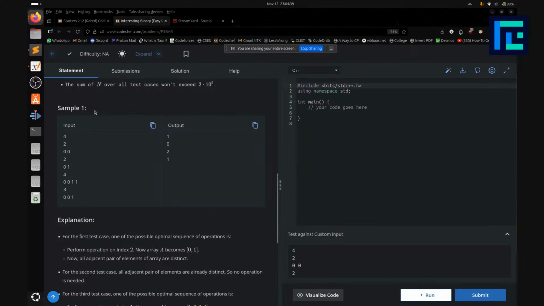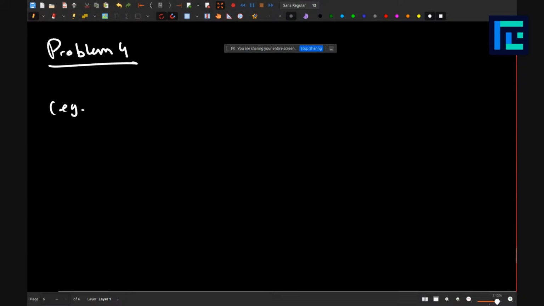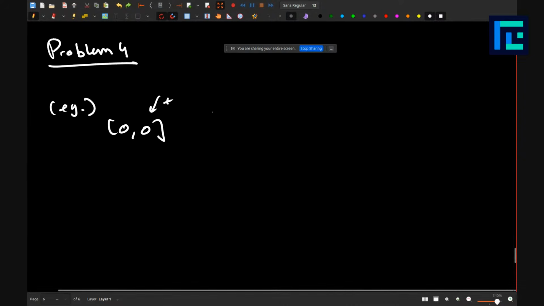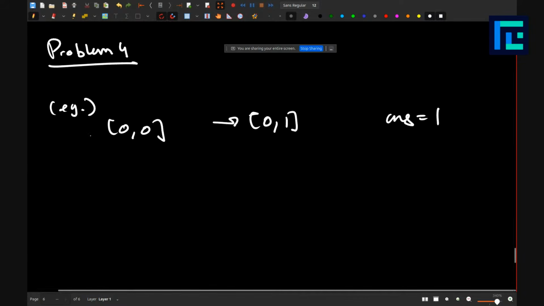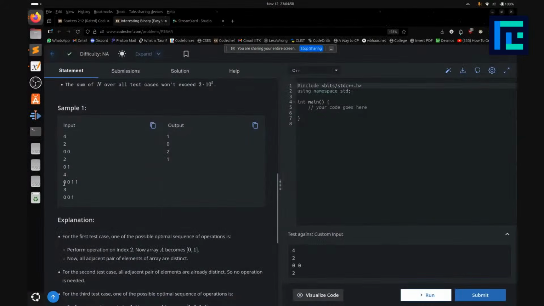Problem 4. So if you take the example of 0 0, then since 0 is equal to 0, what we can do is we can increase this by 1, right? We can do the operation on this, and this becomes 0 1, which is adjacent distinct, so the answer is equal to 1.